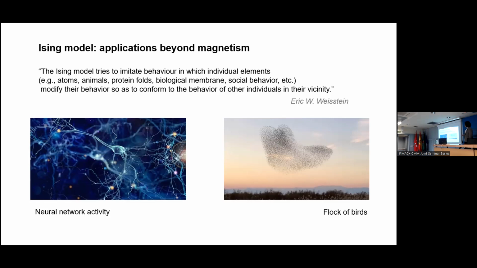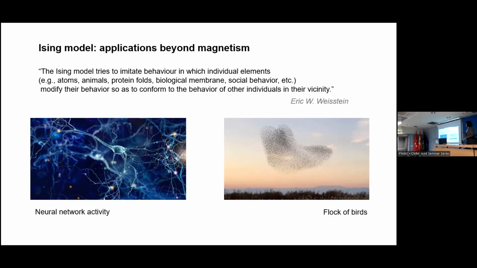And I'm just quoting here Eric Weisstein, who has a very nice way of describing the essence of this model. So the Ising model tries to imitate the behavior in which individual elements, in our case these were the spins, but it can be animals, it can be protein folds, it can be social behavior.